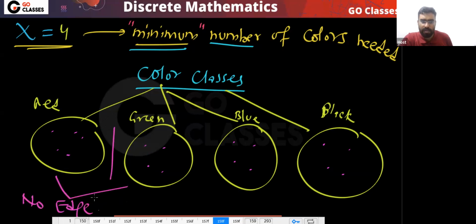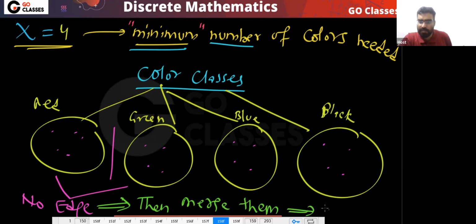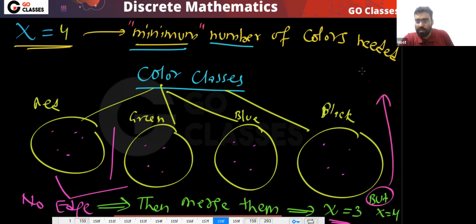Tell me the problem. If there is no edge between them, then you will merge them. And the chromatic number will be what? The chromatic number will become 3, but chromatic number is 4. So again, there is a contradiction. This is giving you a contradiction.